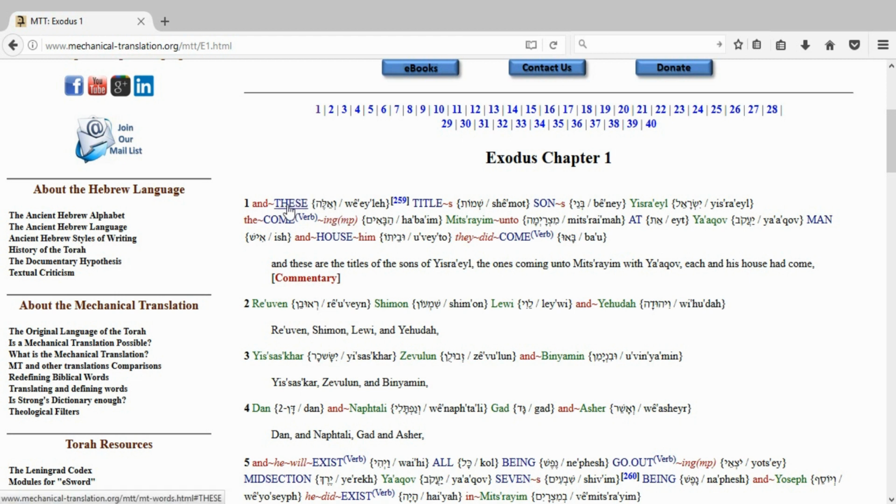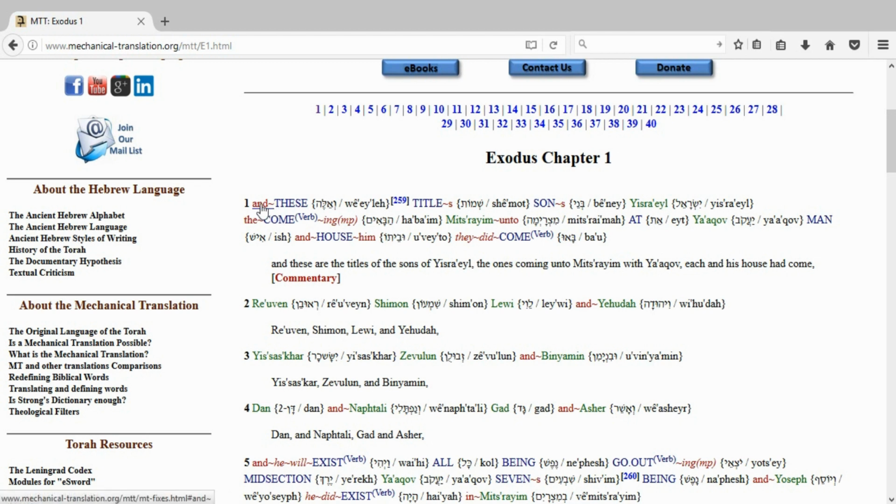Words that are in blue are words. If it's a verb, then it'll have the word verb after it. In green are names. So the first word in Exodus chapter 1 is the Hebrew word wa'ela. And we can click on any of these words that are in color to get more information.